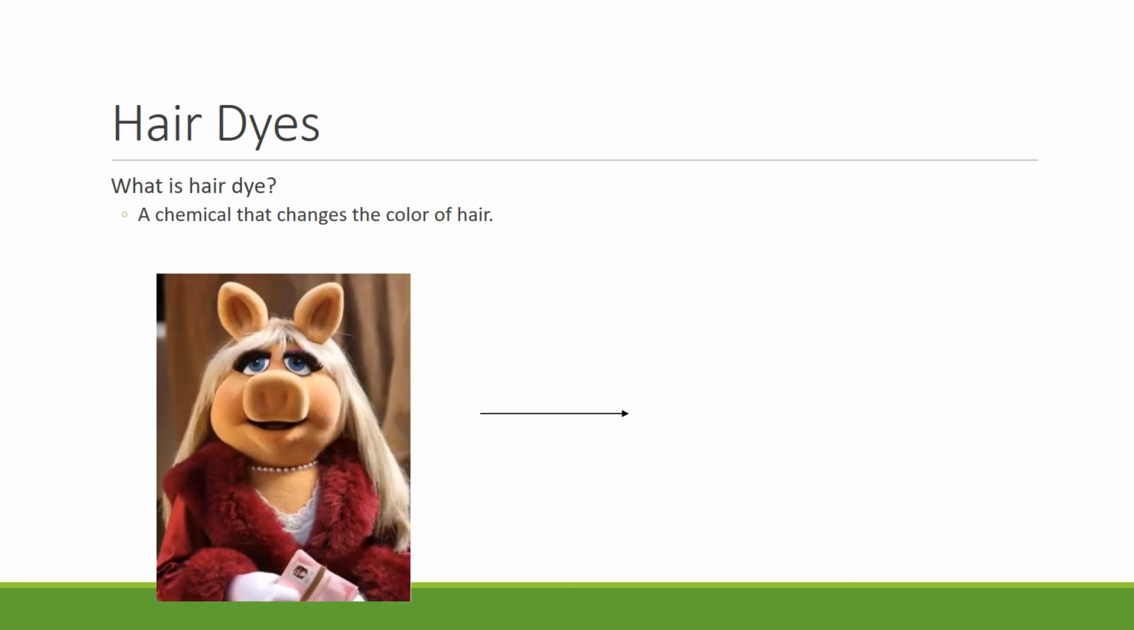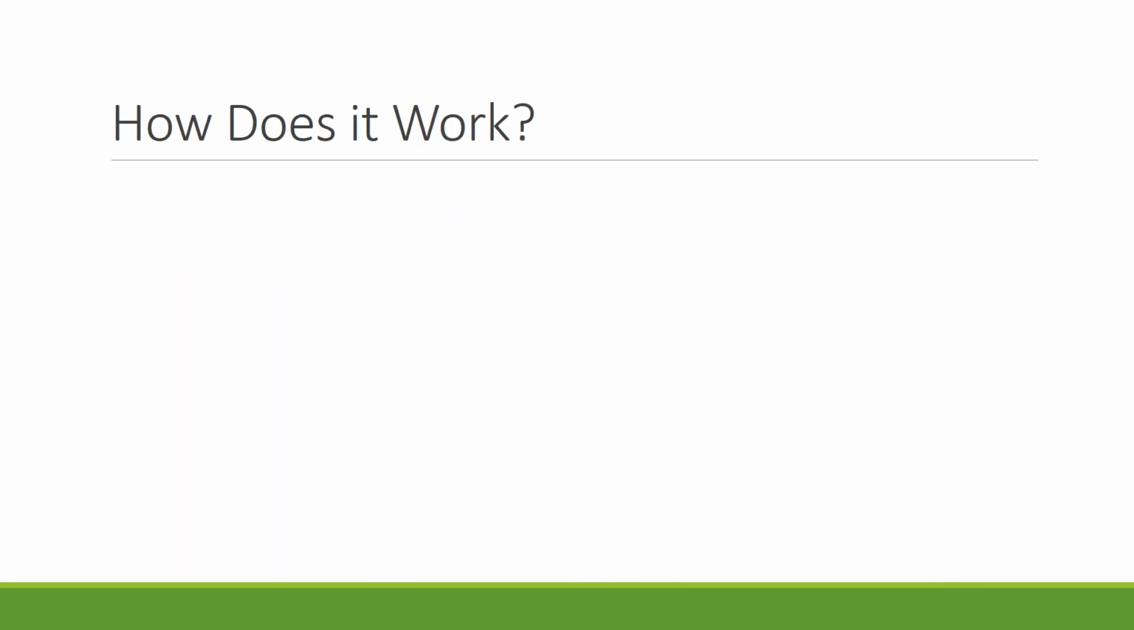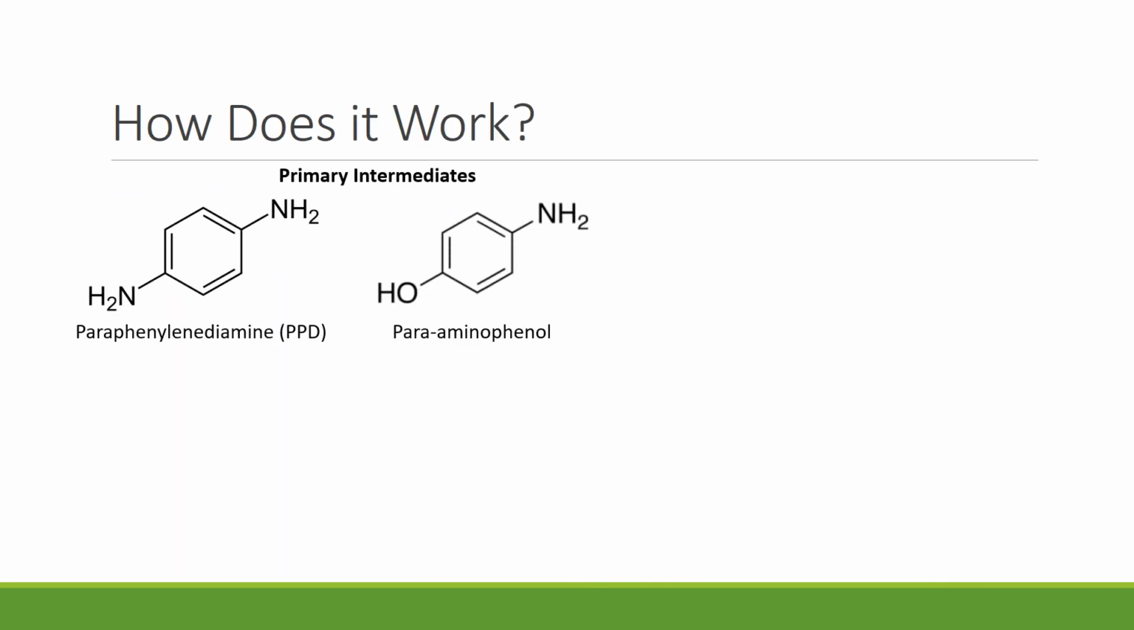Next, we'll discuss hair dyes. I'm sure you already know what a hair dye is, but what is a hair dye? Hair dye is a chemical that changes the color of hair from one color to another. All hair dyes have a primary intermediate, which are often p-diamines or p-aminophenols. Two examples are paraphenylenediamine, or PPD, and para-aminophenol.